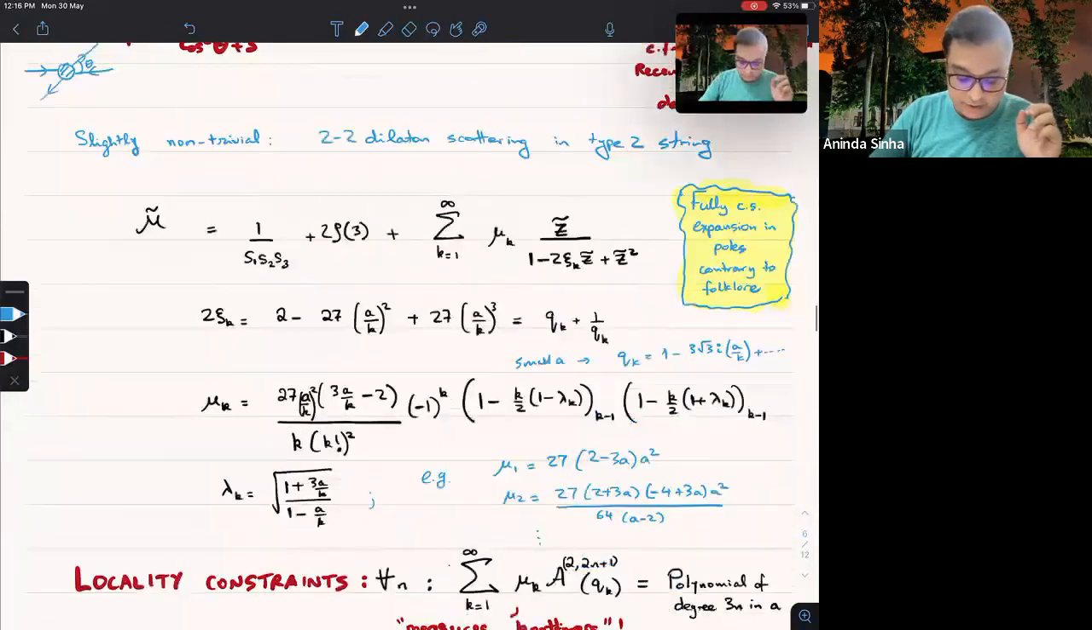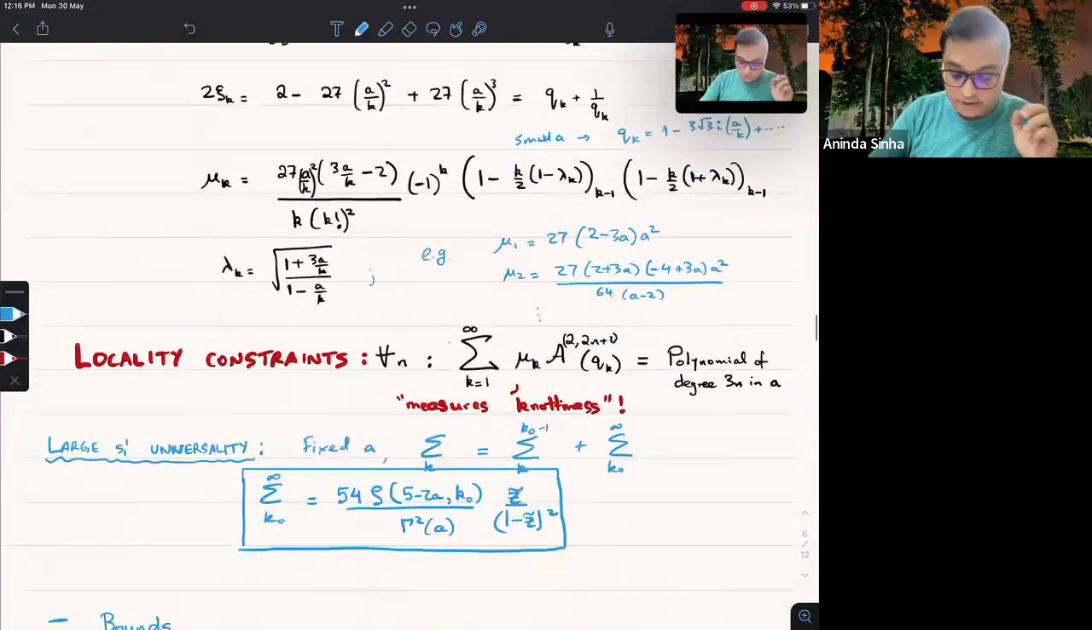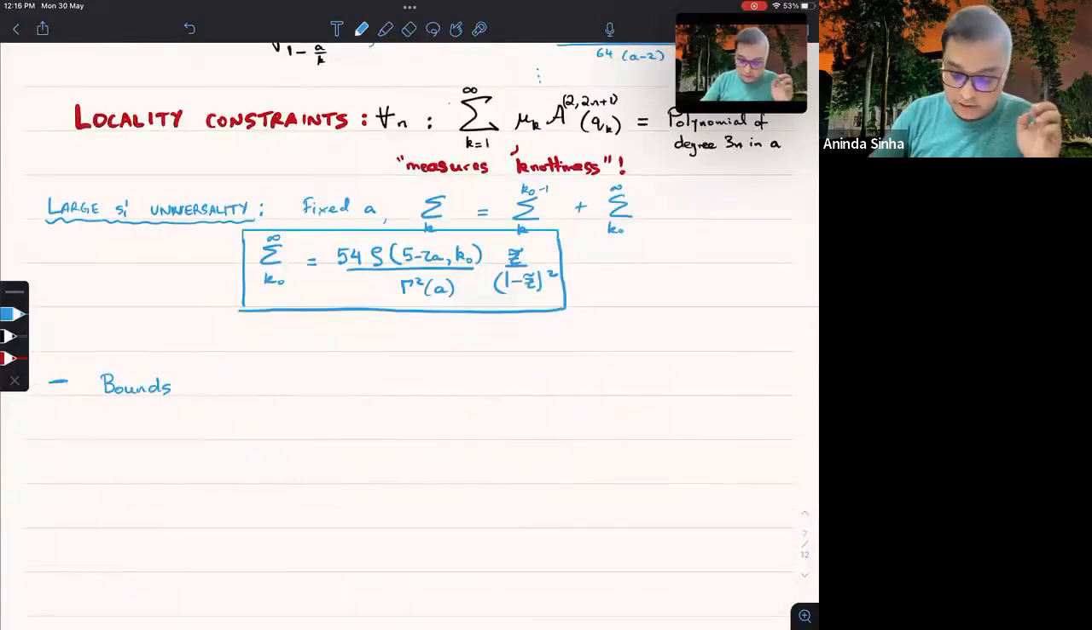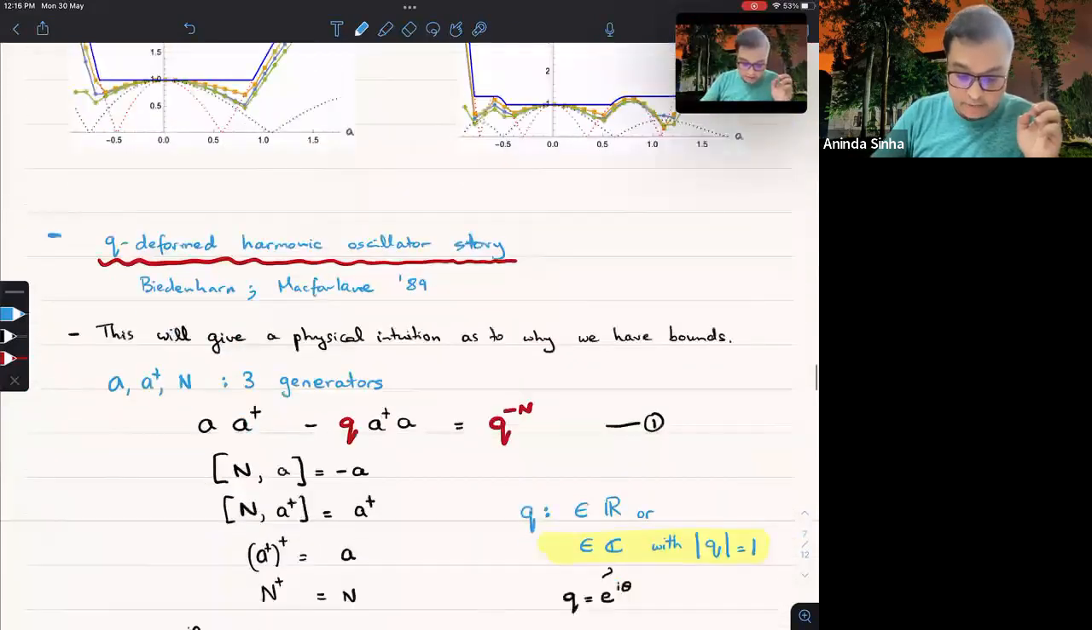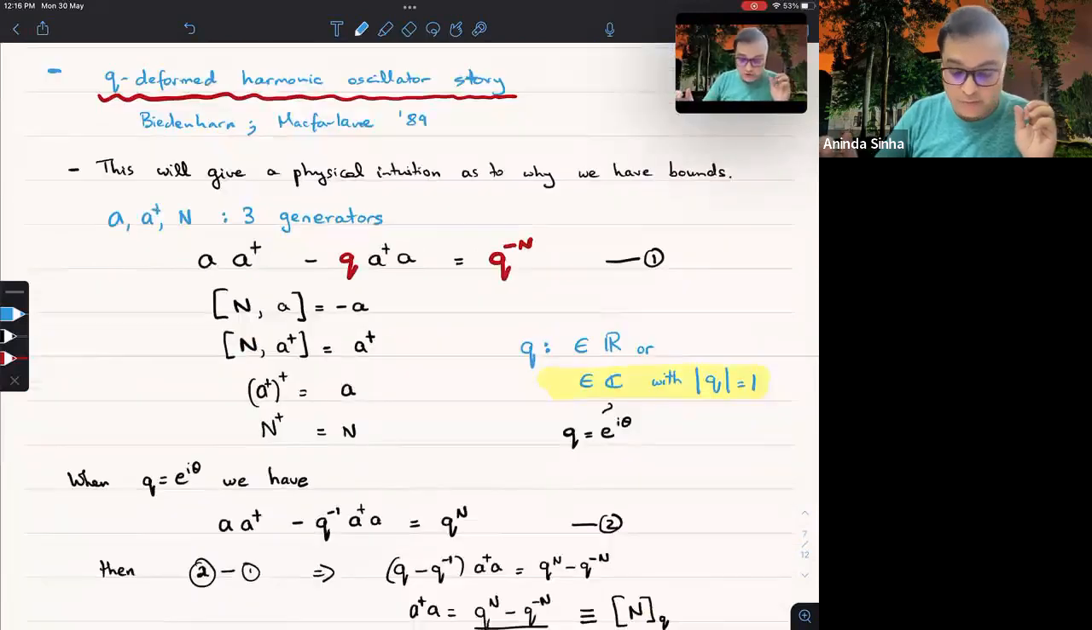So I had the crossing symmetric dispersion relation. I wanted to work out the bounds, but now I realize that I should have written it out. And then I have the story about the Q-deformed harmonic oscillator. So I guess at least 20 minutes.